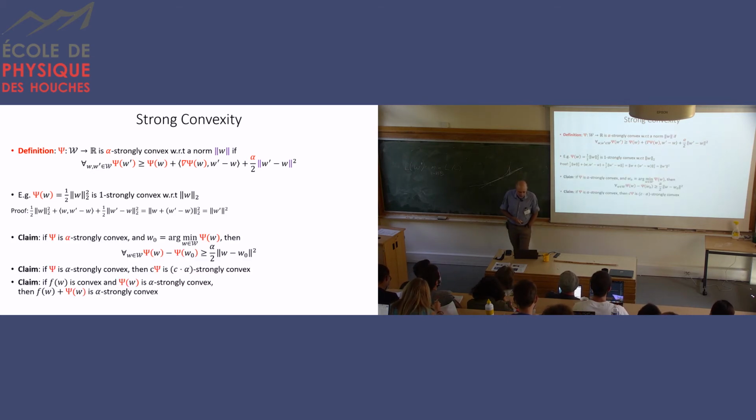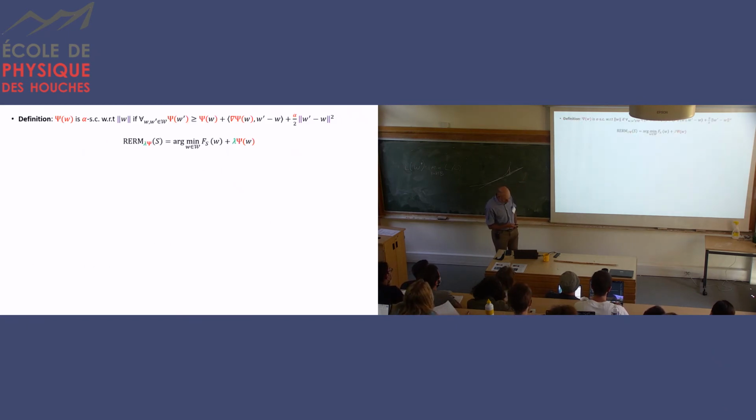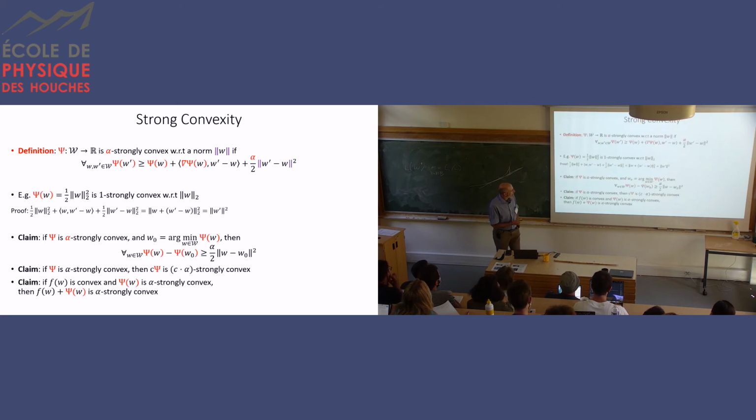And the important thing is that strong convexity directly gives us a property. Maybe the one property I want to mention is that for a strongly convex function, if w naught is the minimizer of psi, then for any other point w, I can lower bound the value of psi in terms of its distance from w naught. So if I move away from w naught, the value of psi increases proportional to the square of how far I move away. And in some sense, this property is what's going to give us stability.